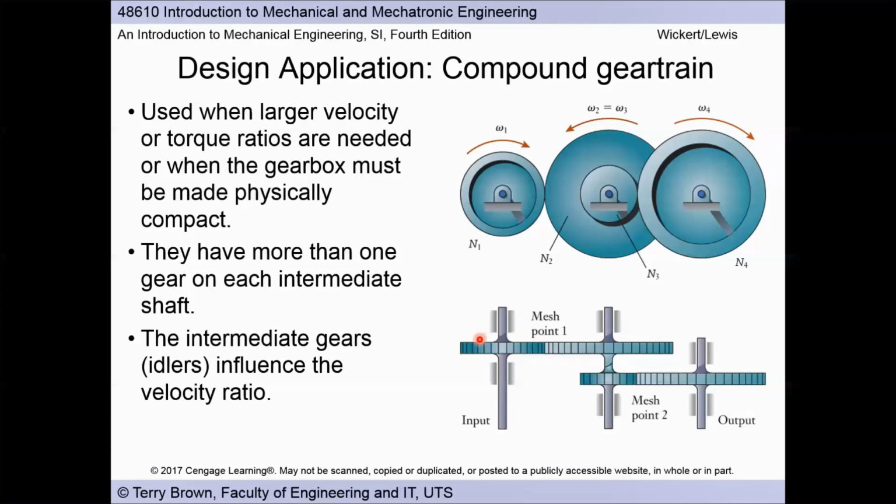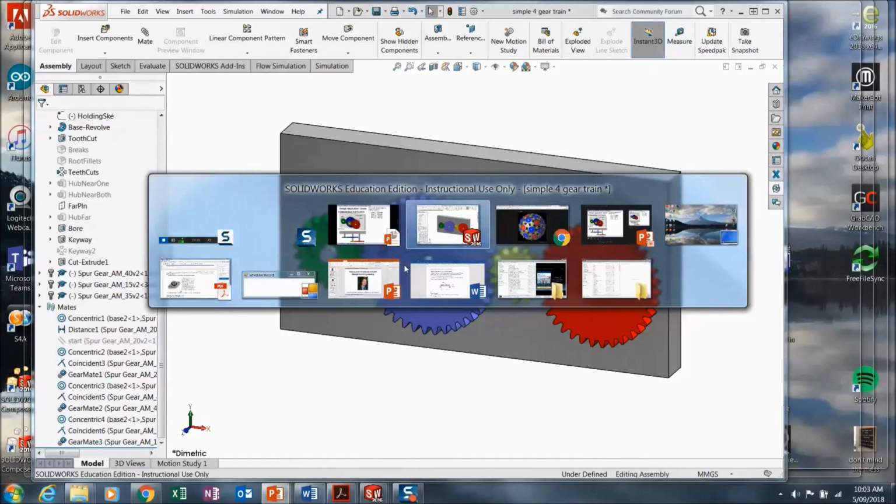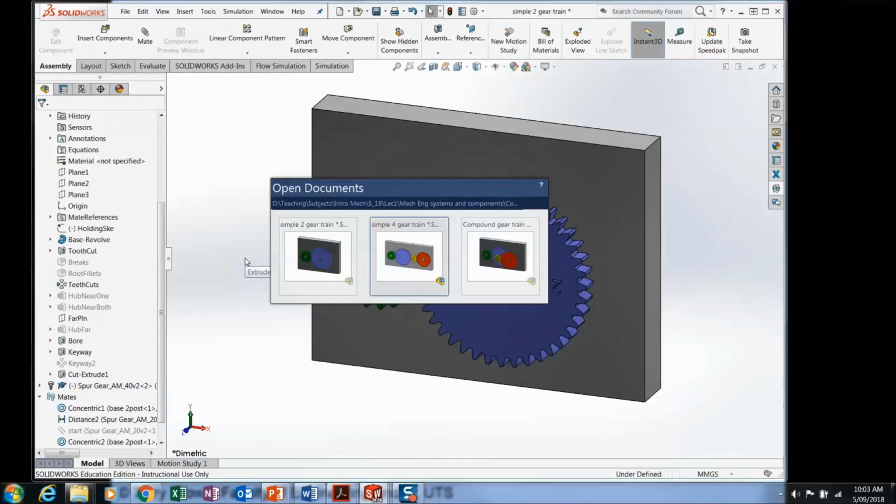So here's our input here, here's our output, and this is the intermediate shaft, and in this case gear 2 and gear 3 are rigidly connected together, so they rotate at the same speed. Okay, so in this case the intermediate gears will influence the velocity ratio. We'll do a calculation for that, but before we do, let's go and have a look at SolidWorks again, and we'll look at the compound gear train, not that one.